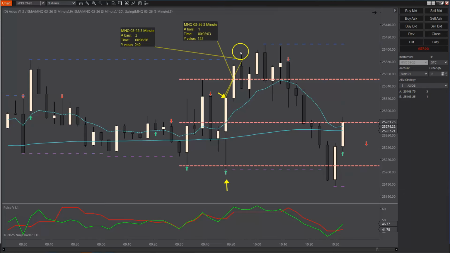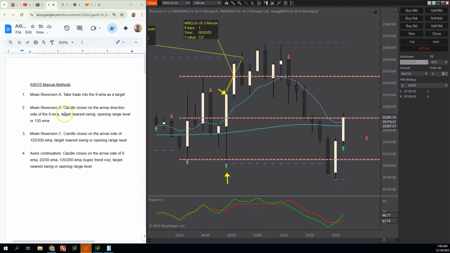Obviously, there's no moving averages up here to target. You have a couple different options. You've got the top of the opening range, which is the first available target, or you have the second available target, the swing. It's either a swing, an opening range level, or the 120, or basically whatever. I mean, you could have a 300 EMA on there and target that if you want, I guess. Whatever you want.